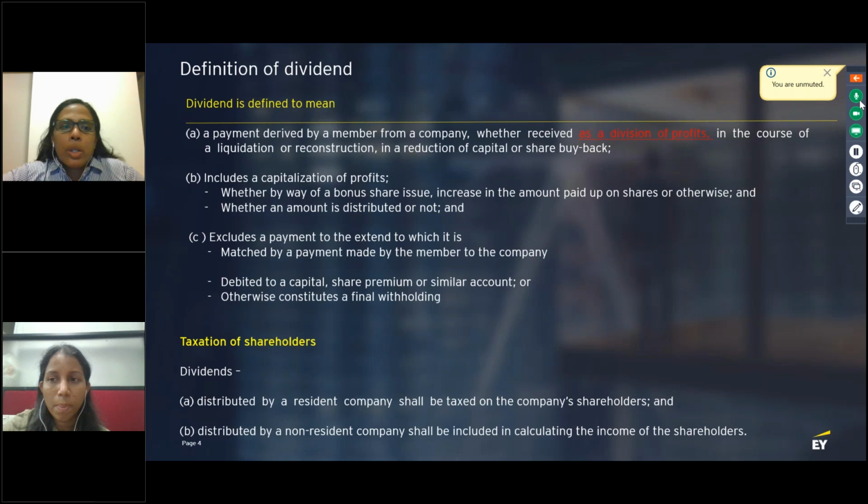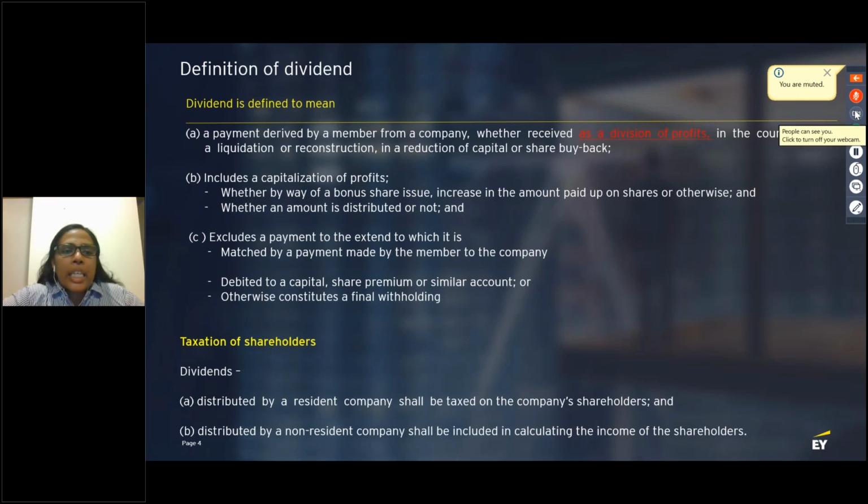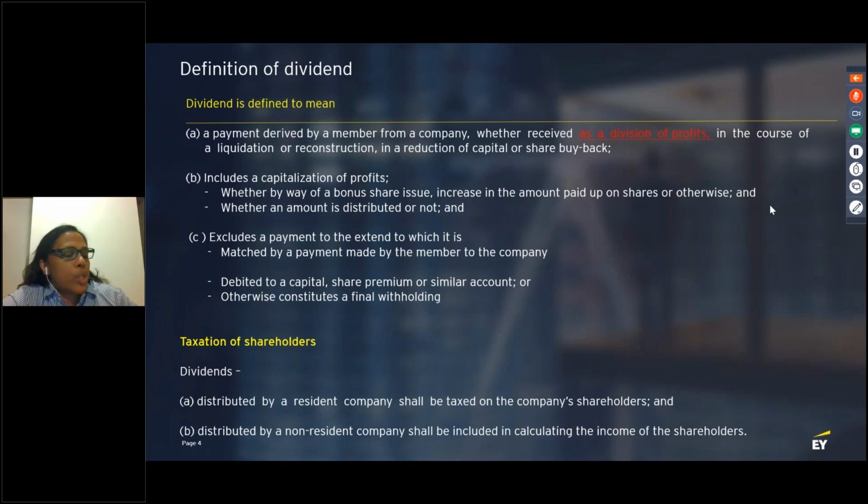Yes, okay, Roshni. The definition given in the Inland Revenue Act is that a dividend means a payment derived by a member from a company, whether received as a division of profits, in the course of a liquidation or reconstruction, in a reduction of capital or share buyback, or otherwise. It includes the capitalization of profits, whether by way of a bonus share issue, increase in the amount paid up on shares or otherwise, and whether an amount is distributed or not. It excludes a payment to the extent to which it is matched by a payment made by the member to the company, debited to a capital, share premium or similar account, or otherwise constitutes a final withholding payment or is included in calculating the income of the member.